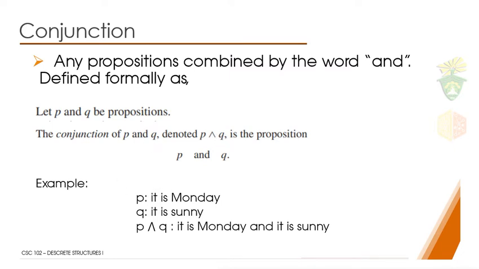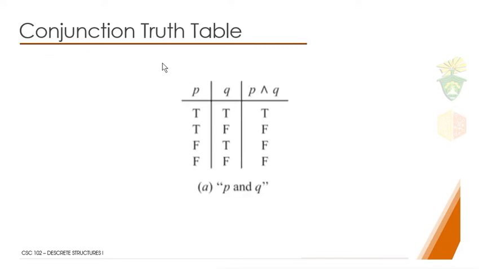Here is an example similar to the one in the previous slides. P is a proposition that says it is Monday. Q is a proposition that says it is sunny. Thus, P and Q is basically: it is Monday and it is sunny. If we want to find all the possible truth values of P and Q, we have this truth table. As you can see, if both P and Q are true, then the final truth value of P and Q is true. The rest are false. So P and Q is only true when both P and Q are true. Keep that in mind.